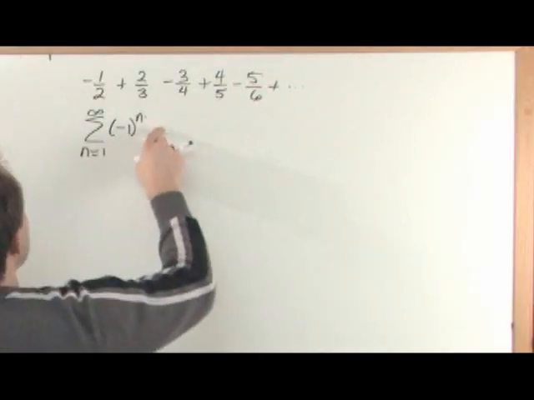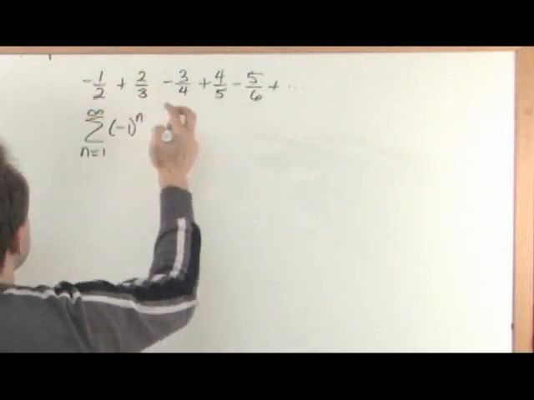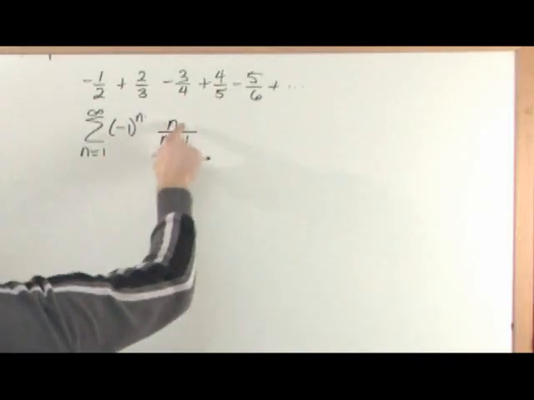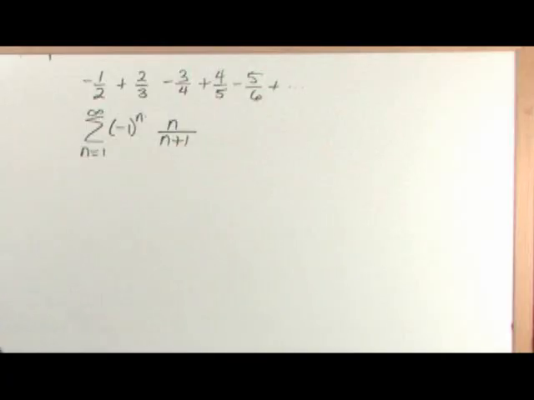Now what would go here? Well, notice that for every one here, the top is 1 less than the bottom. So what I'm going to have is n over n plus 1. So for n is equal to 1, I have 1, and I have 2 on the bottom, and so on. If you plug in different n's, I think you'll see that that fits, okay?